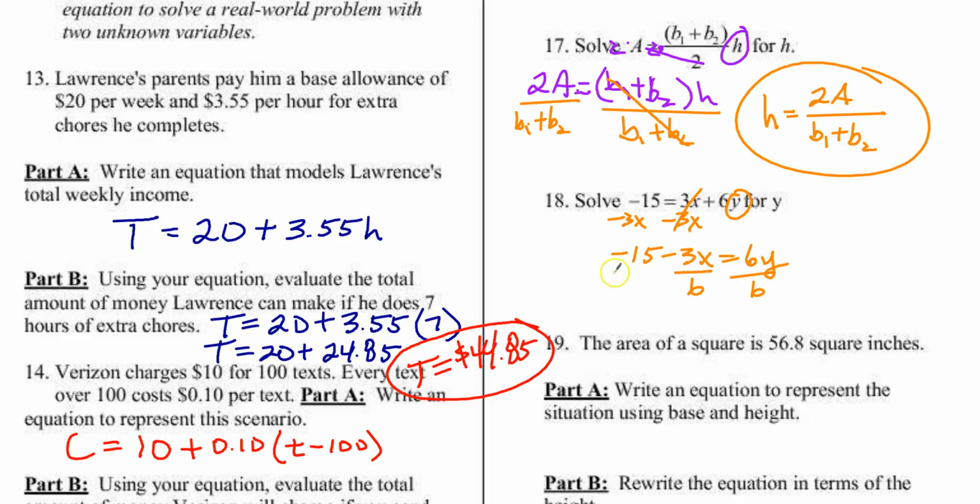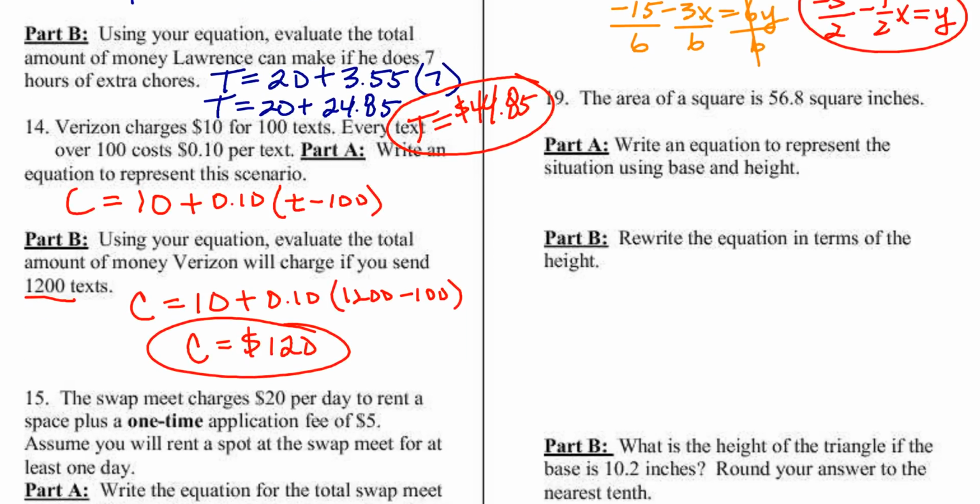Divide every single part by 6. That means we're going to have to reduce some fractions. And we're left with negative 15 over 6, which is negative 5/2. Negative 3 over 6x is negative 1/2 x, and that's equal to y.